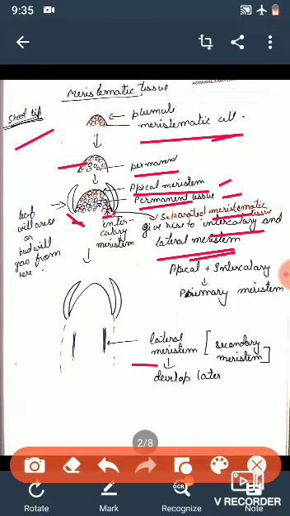So apical and the intercalary meristems are the primary meristem because they are formed first, whereas the lateral meristem they develop later, so they are known as secondary meristem.